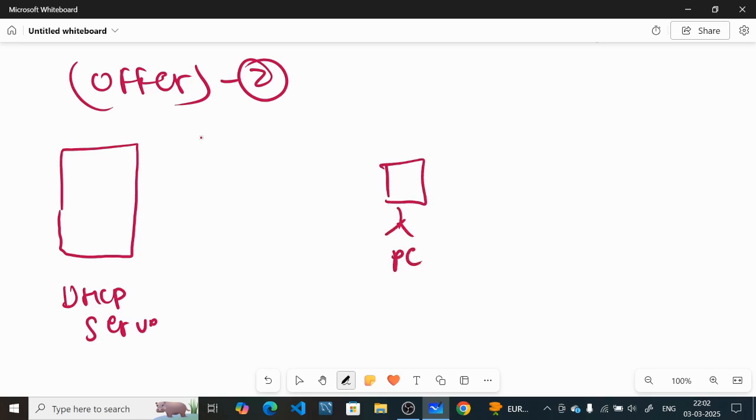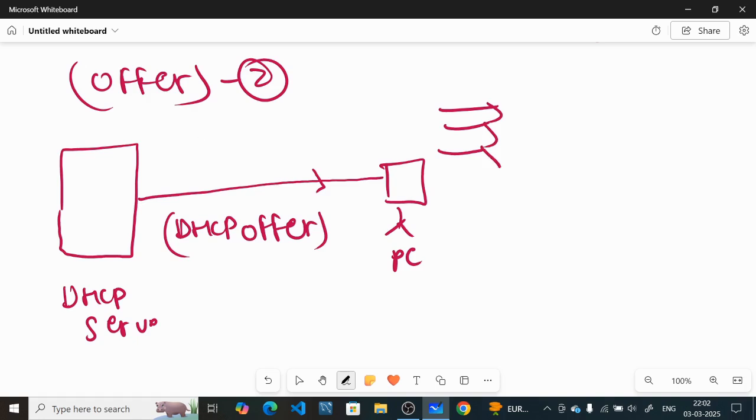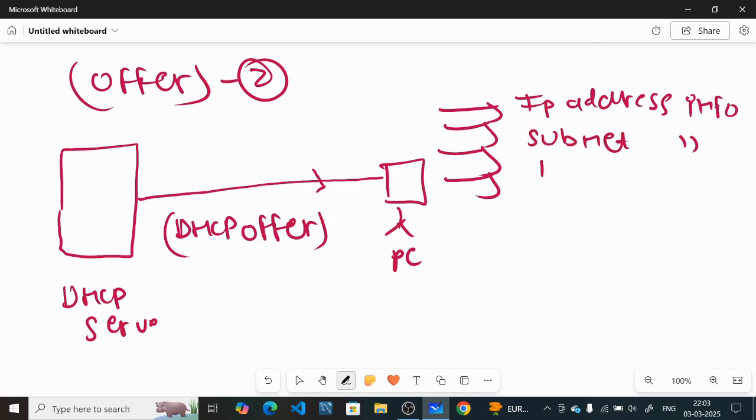Now after the discover packet, DHCP gives the answer to the client. The packet name is DHCP offer. And what does the packet contain? The packet contains several pieces of information: IP address info, subnet info, DNS information, and what else? The default gateway information.